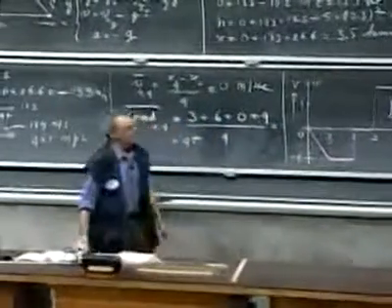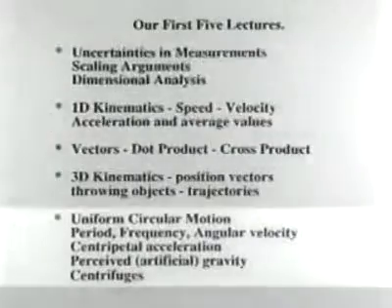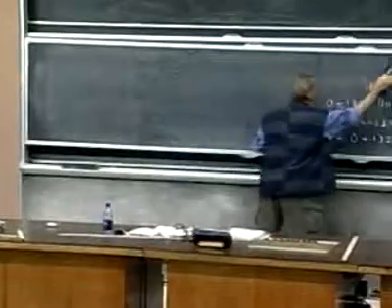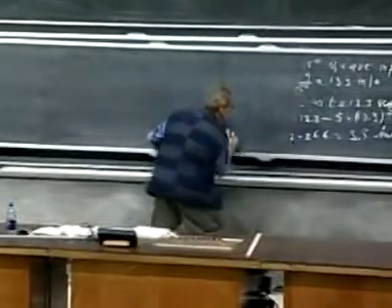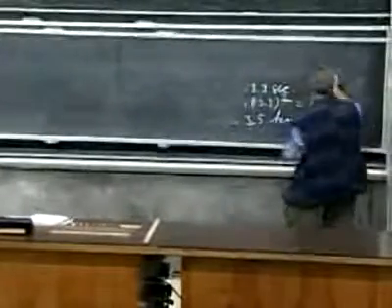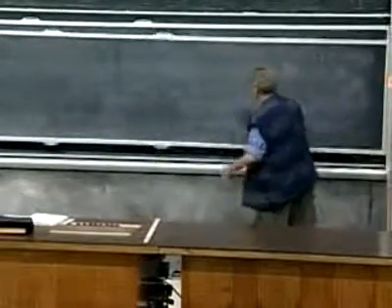Let's now turn to uniform circular motion. Uniform circular motion occurs when an object goes around in a circle and when the speed never changes. If the speed doesn't change, then the velocity, of course, does change, because the direction changes all the time. But the speed does not.